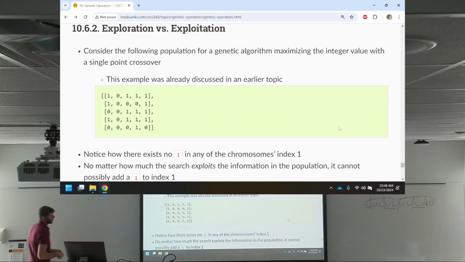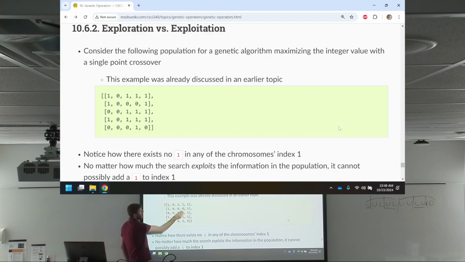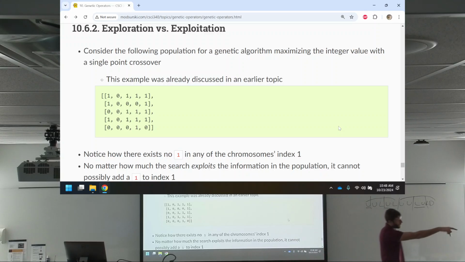Here's my population. It's got 5 elements in it, 5 chromosomes, and they all have some meaning, right? We all know that what I really want is all ones. With crossover alone, well, actually I have to be careful here. If I were to do something like single point crossover, and I were to apply it to this population a bajillion times, it's never possible for me to get the optimal solution. I can't do it.